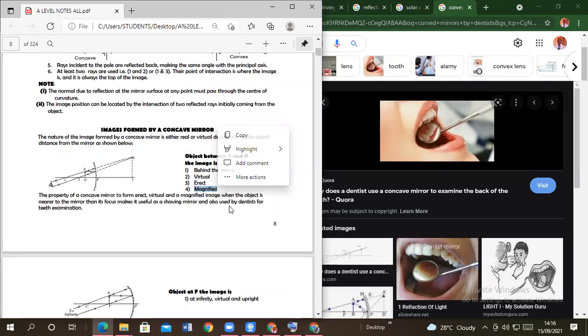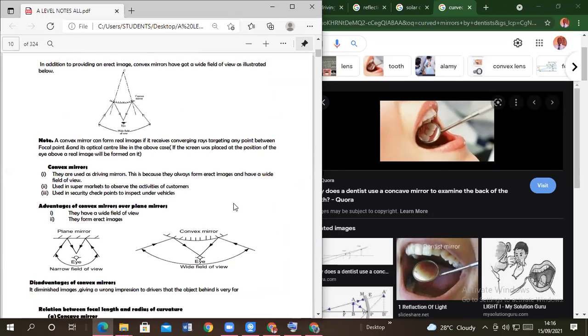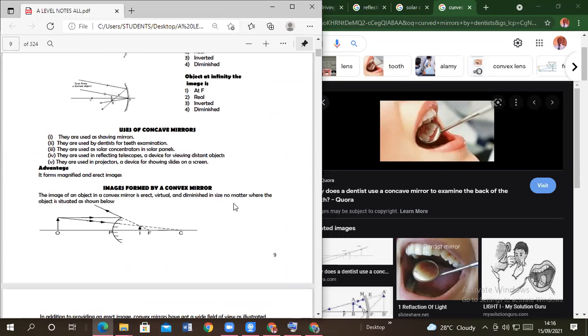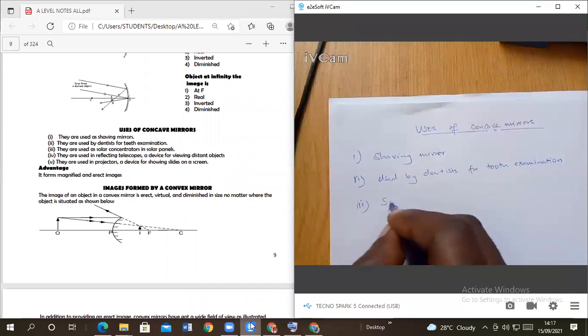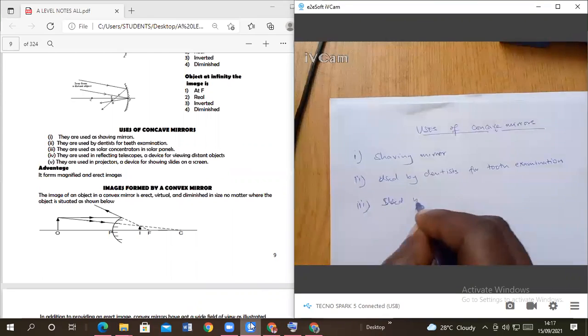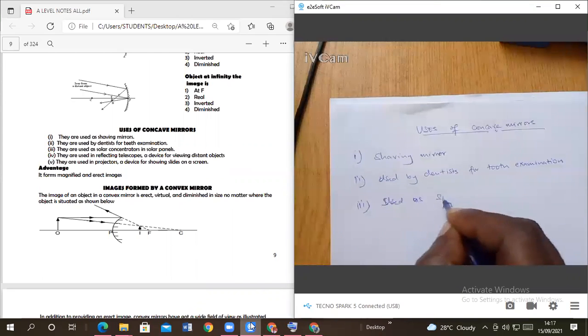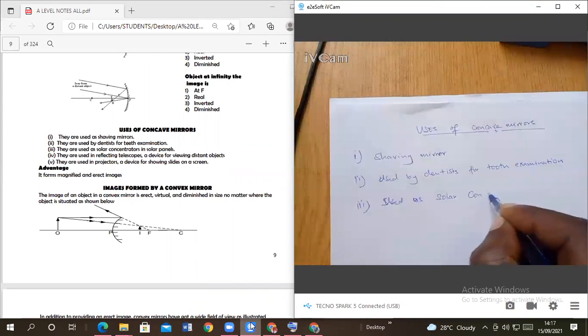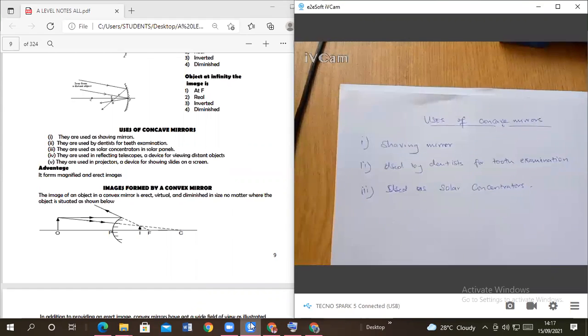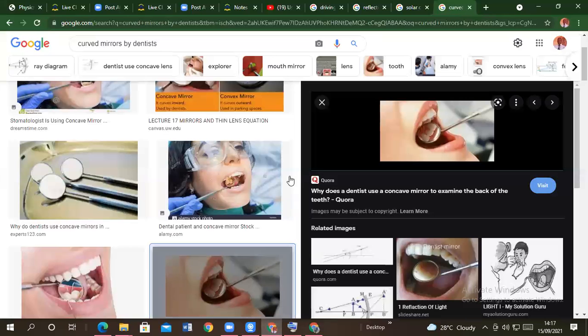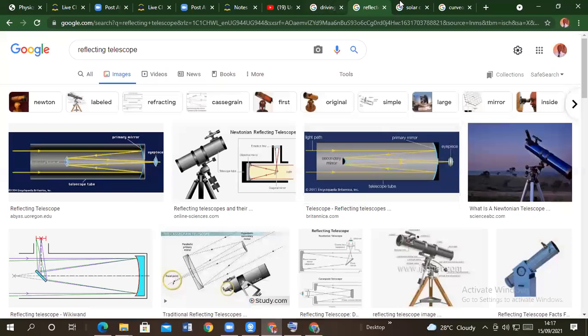Okay, so we go to the next part. The next part under our importances is that they are used as solar concentrators. So write: used as solar concentrators. What are solar concentrators? I've just shown you what solar concentrators are.